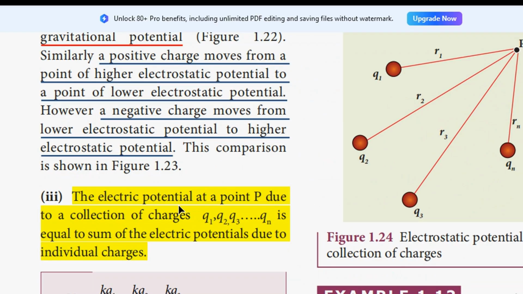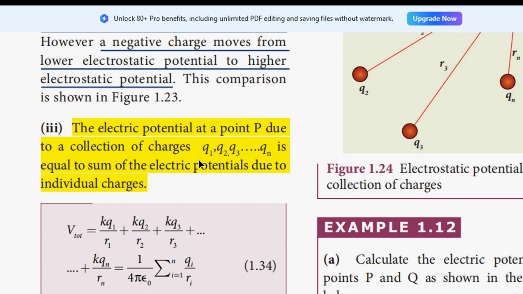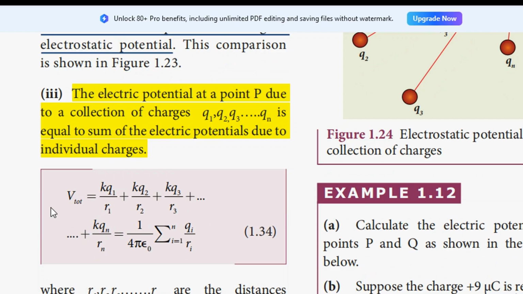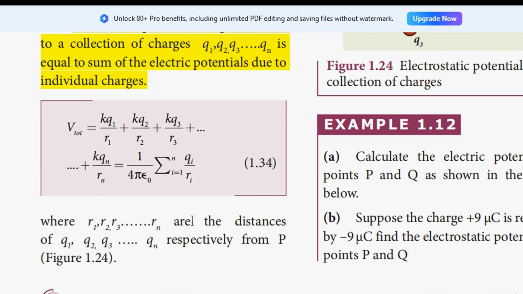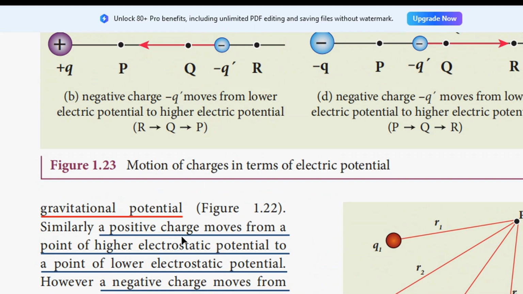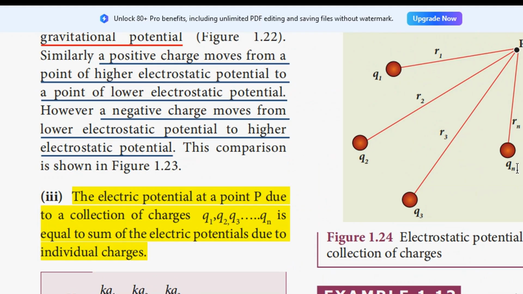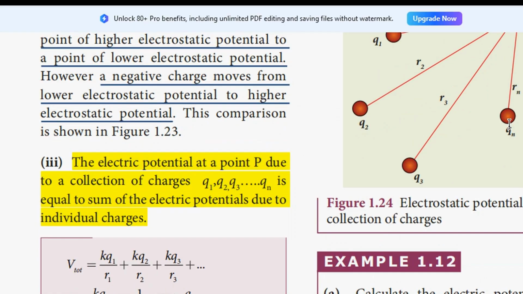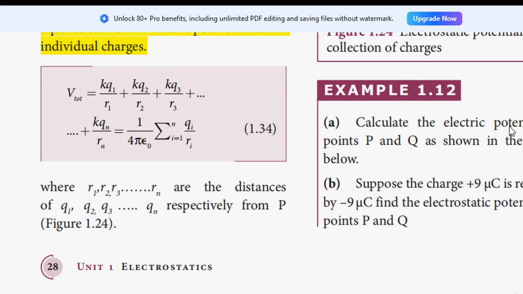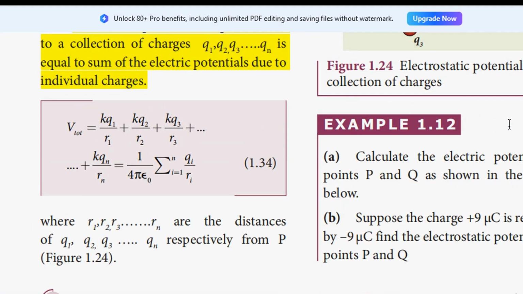Then the third point is that the electric potential at a point P due to a collection of charges Q1, Q2, Q3, etc. is equal to the sum of the electric potentials due to individual charges, as given in 1.34. Where R1, R2, R3, up to Rn are the distances of Q1, Q2, Q3 up to Qn respectively from the point P. So here you see there are a number of charges Q1, Q2, Q3, Qn, which are at the distances R1, R2, R3 and Rn. So in this example, the electric potential has to be calculated at different points.